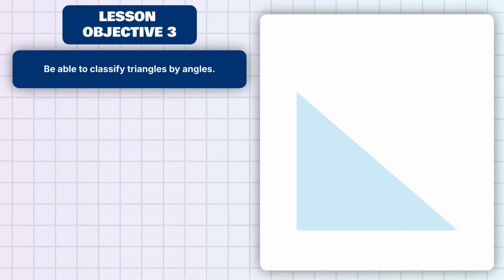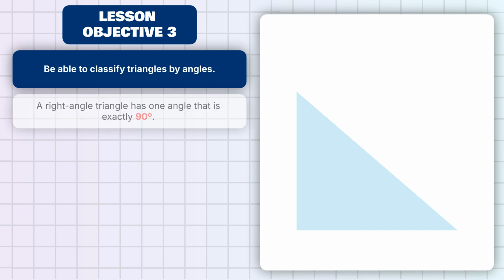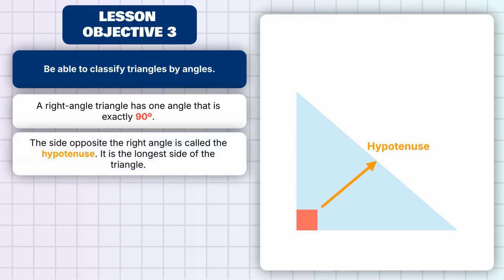Next, we classify triangles based on their angles. First, let's discuss right-angled triangles. A right-angled triangle has one angle that is exactly 90 degrees. The side opposite the right angle is called the hypotenuse, and it's the longest side of the triangle. To visualize this, think of a triangle shaped like a corner of a square with one clear 90-degree angle.